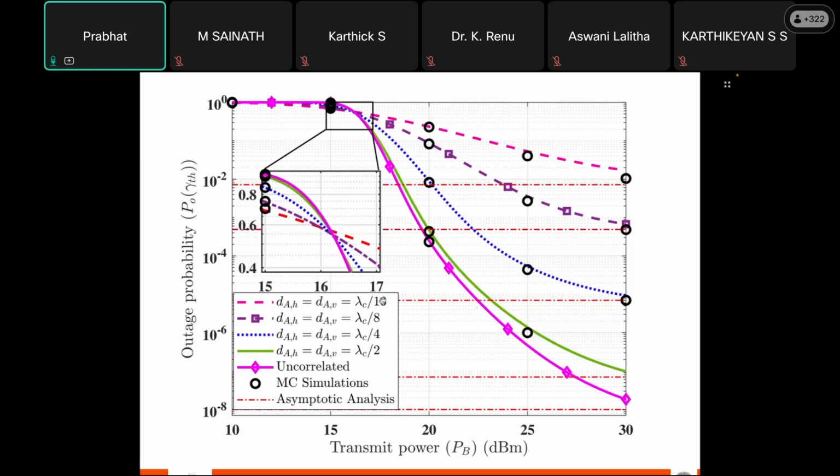So at higher power, the outage probability is worst when you have lower separation between two RIS elements. Means if the RIS elements are very close, with separation just lambda by 16, the outage probability is poor because of spatial correlation, the correlation coefficient, right? And when you increase the separation between RIS elements, the outage probability improves. When the separation is lambda by 2, you get the outage probability very close to the case of uncorrelated channels, meaning there is no correlation between the two elements of the RIS. I hope this is clear.